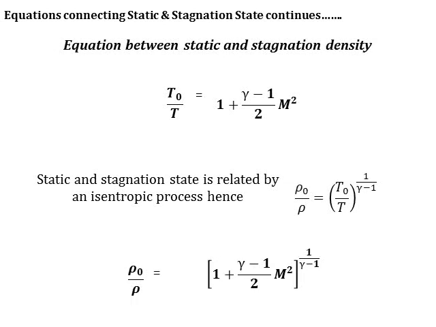Similarly, we can also obtain the relationship connecting the static condition and stagnation condition corresponding to the density. From the PV relationship for an isentropic process, the density and temperature are related as shown here. From this, we obtain the non-dimensional form of density using the stagnation condition, as shown in the final equation.